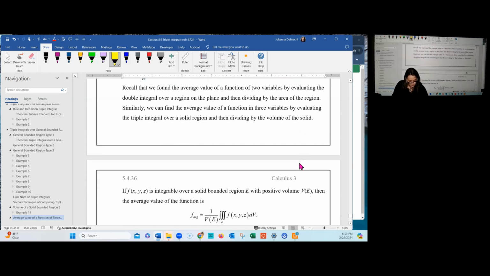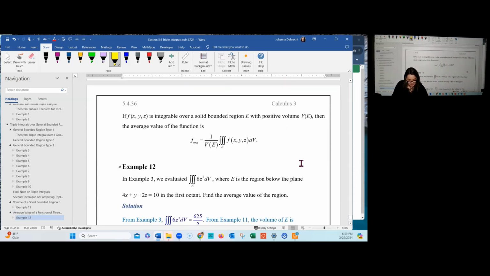If we suppose that f of x, y, z is integrable over a solid bounded region E with positive volume V of E, then the average value is given by the triple integral of the function with respect to the volume differential divided by the volume of the solid.